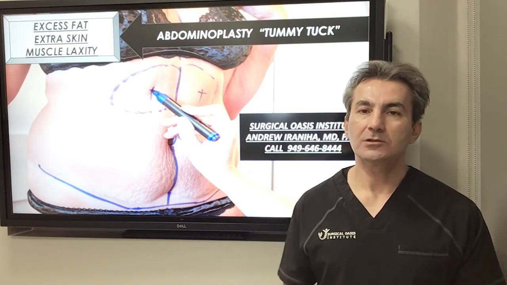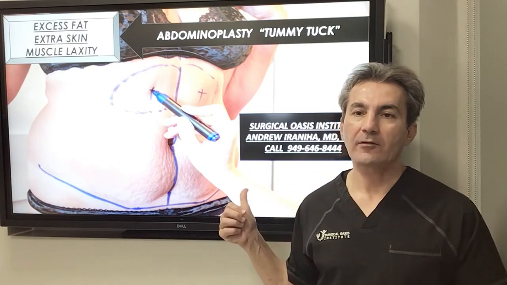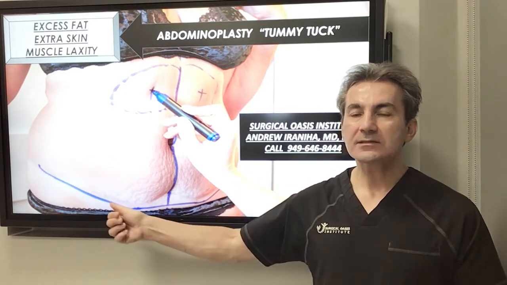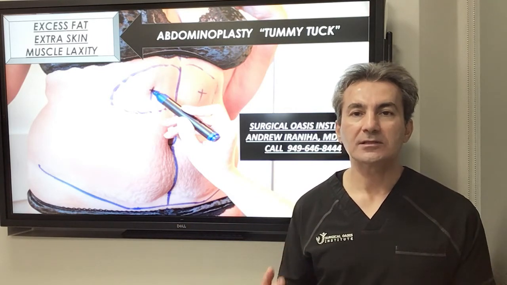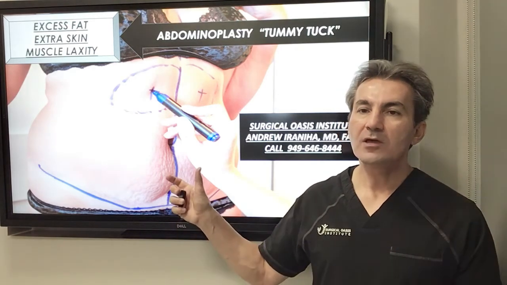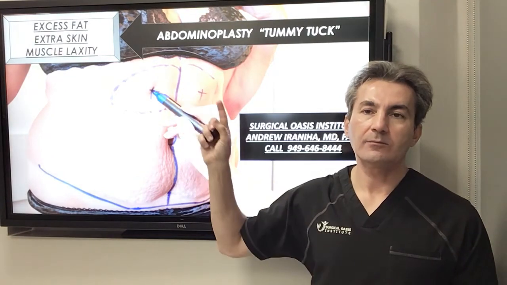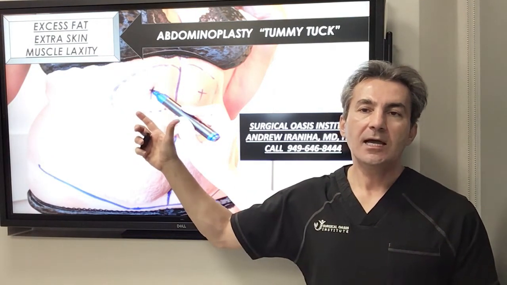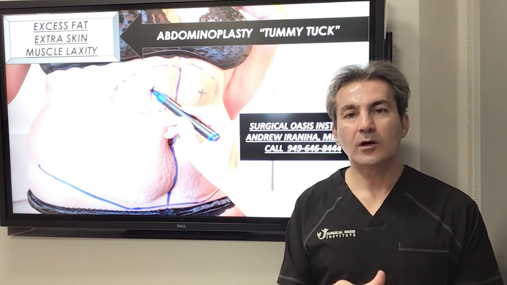The way we do the surgery, we make incisions in the lower abdomen, usually in the bikini area, and the extent of this incision is really related to how much extra skin and muscle laxity they have. And then we separate the skin off of the abdominal wall all the way up to the rib cage, and then we have the opportunity to see the abdominal wall muscles.